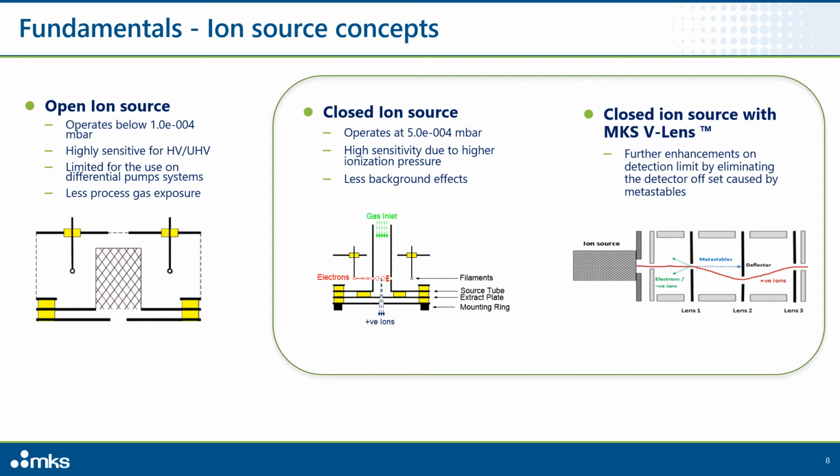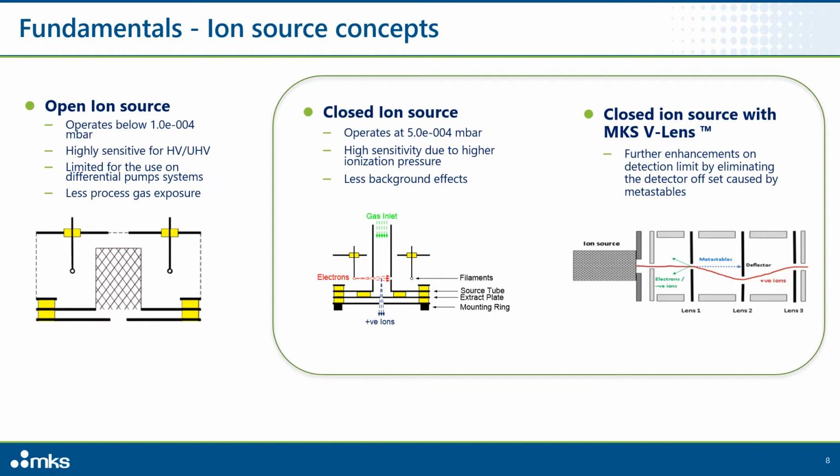Open ion sources are typically used for high vacuum and ultra high vacuum applications, where we measure the residual gas directly without a sampling system or a pressure reduction system. Open ion sources are limited in applications where the mass spec needs to have an inlet pressure reduction system. Closed ion source concepts are the state of the art for systems with higher sampling pressures.